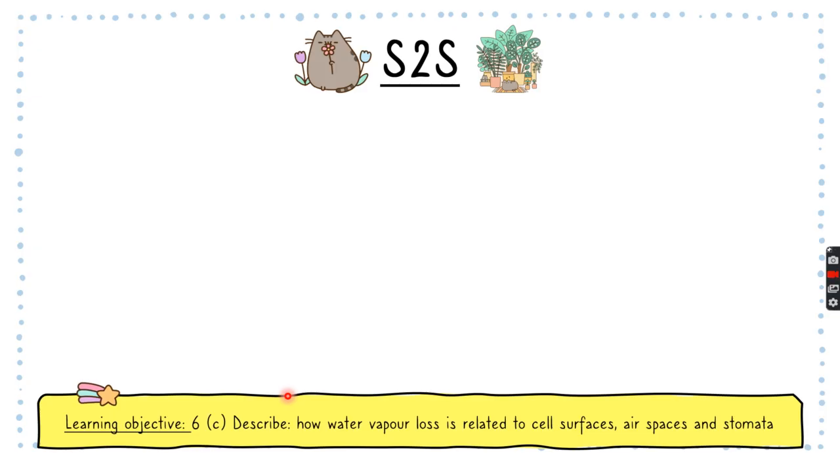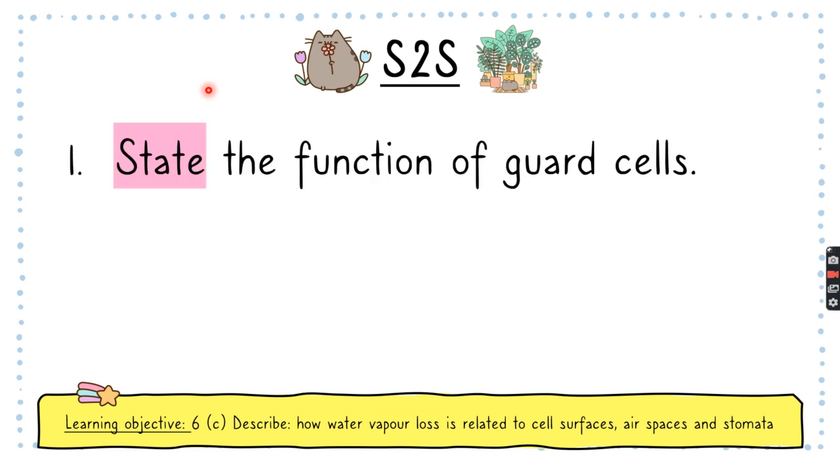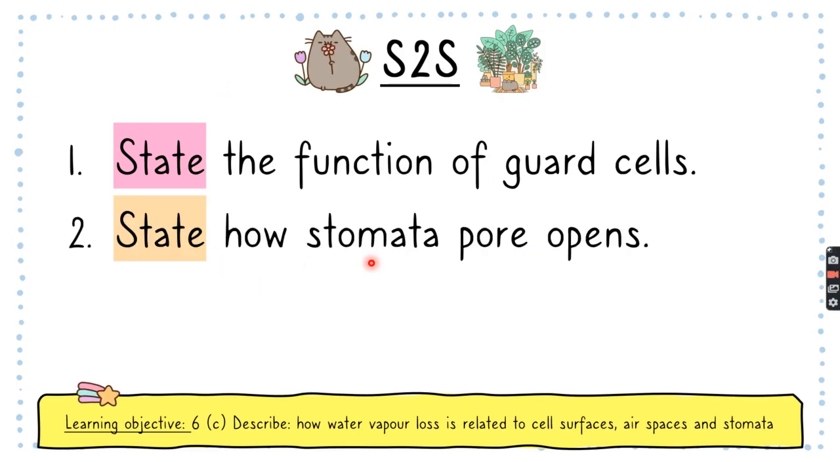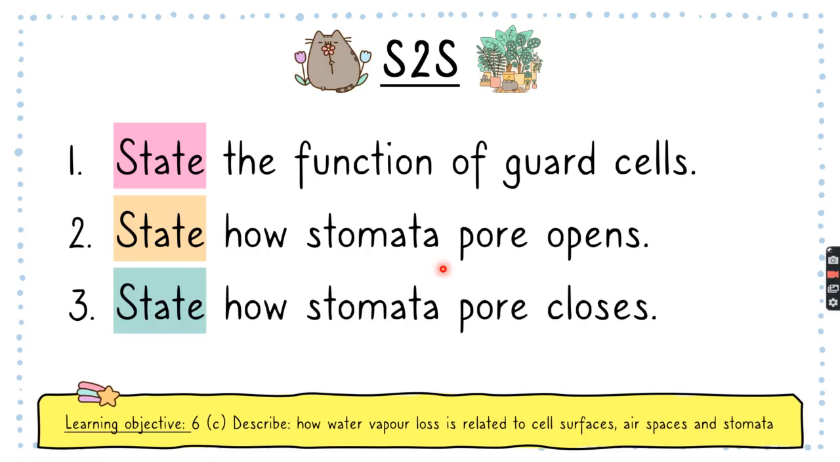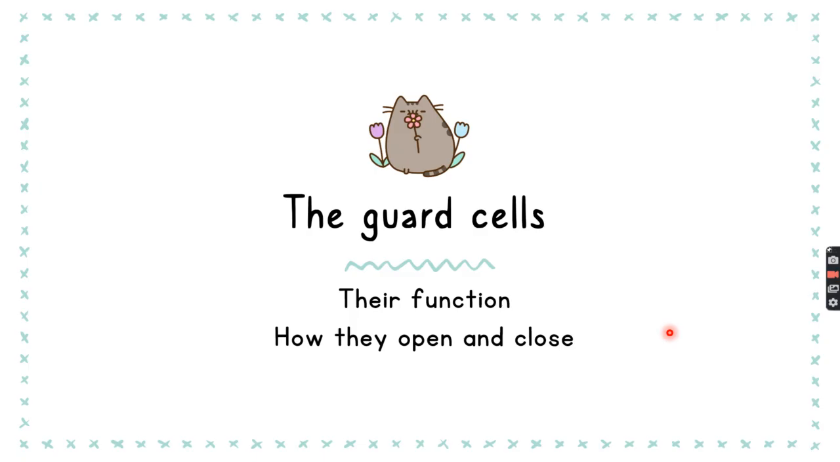So our learning objective today, we are going to pretty much look at this learning objective, but we're not answering any of them. So we're just going to have our step to success that I have personally made for you guys. If you are using your Cornell notes right now, you can use the step to success as your learning objective and the questions as your guide. The first step to success for today is to state the function of guard cells. Secondly, to state how stomatopore opens. And the third, to state how stomatopore closes.